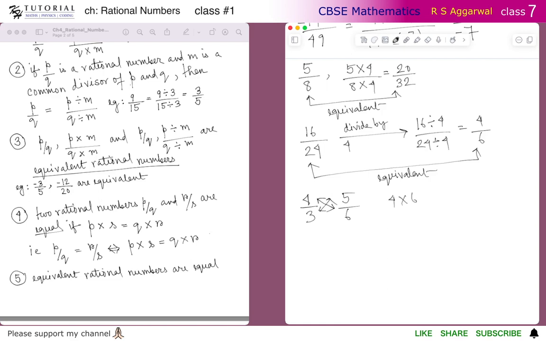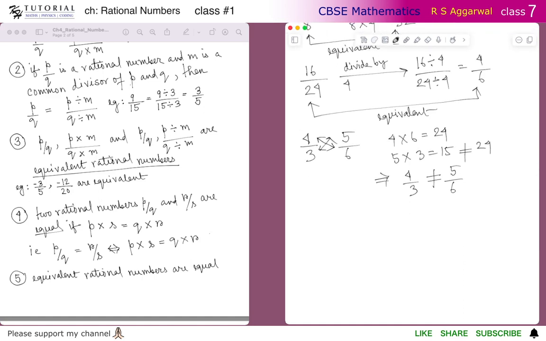4 into 6 is 24 and 5 into 3 is 15. 15 is not equal to 24. This implies that 4 by 3 is not equal to 5 by 6. So we do cross product. If you are given two rational numbers, you do cross product like this and you check the two products. If they are same, then the two rational numbers are same. If they are not same, then the rational numbers are not same.